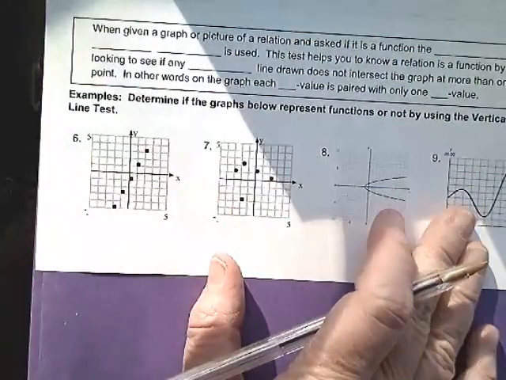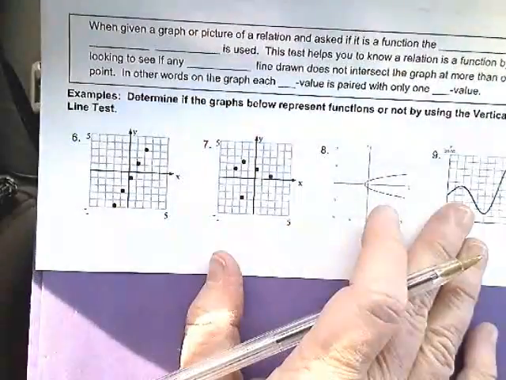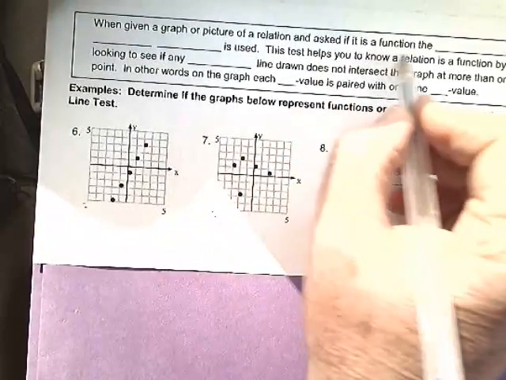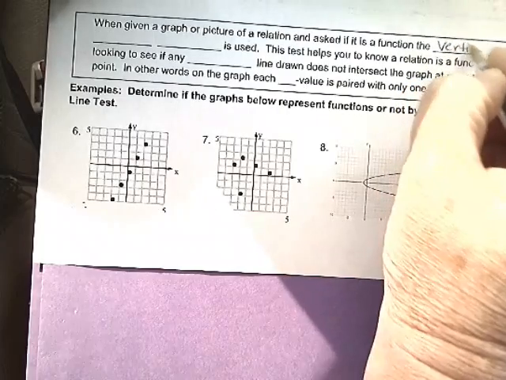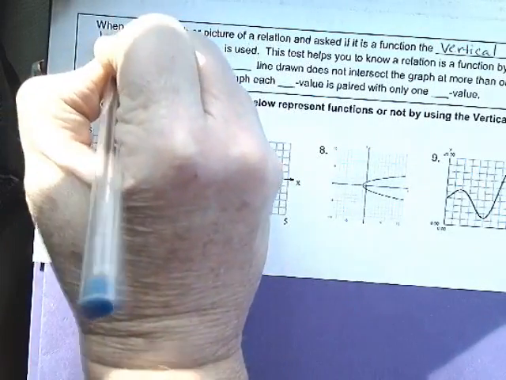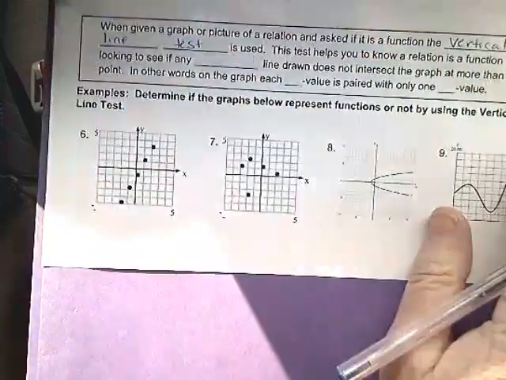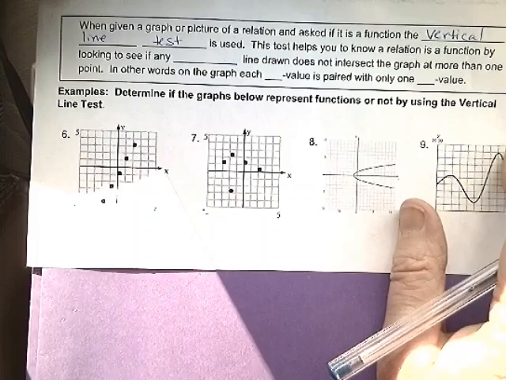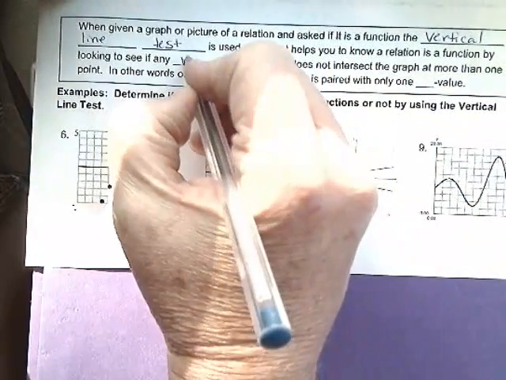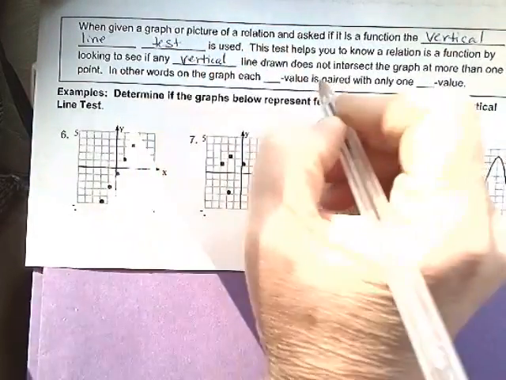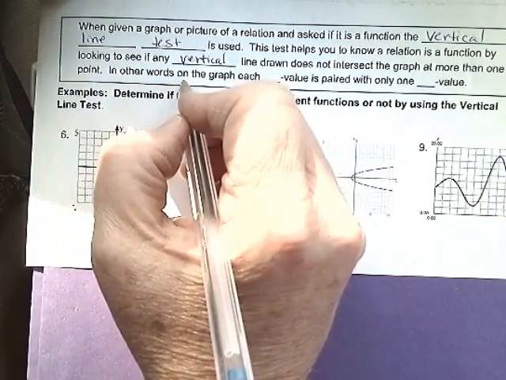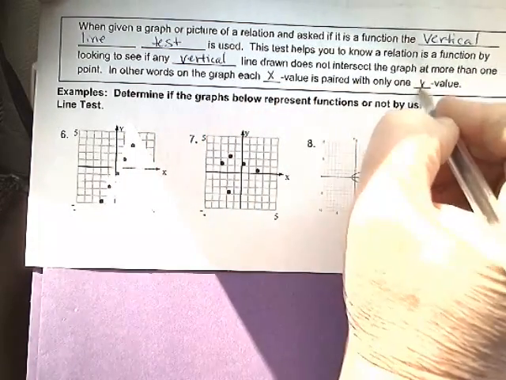When given a graph or a picture of a relation and asked if it is a function, the vertical line test is used. This test helps you know if a relation is a function by looking to see if any vertical line drawn intersects the graph at one or more of the points. In other words, on the graph, each x value is paired with only one y value.